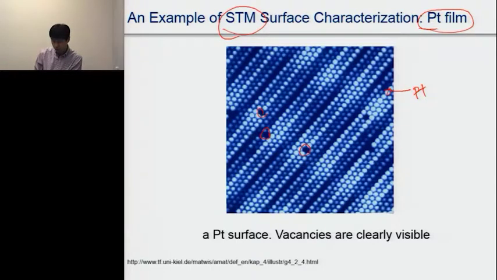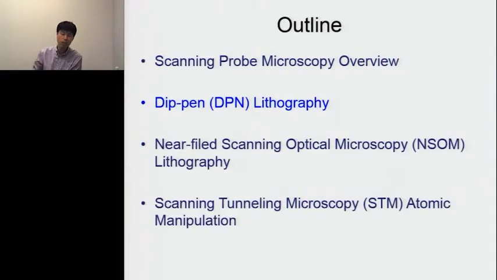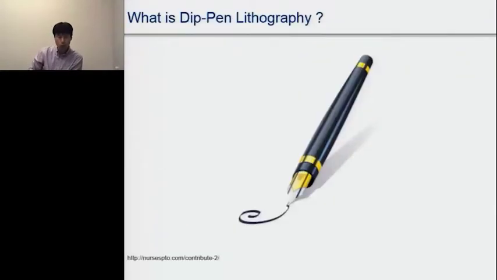But today's scope is a little bit different, since we're going to use this as a pattern transferring technology. So let's talk about dip pen lithography. This is basically using atomic force microscopy. The basic operation of dip pen lithography is very similar to using a fountain pen. We have a very sharp tip in the pen, and it also has an ink.